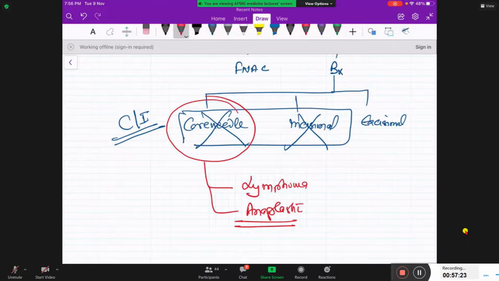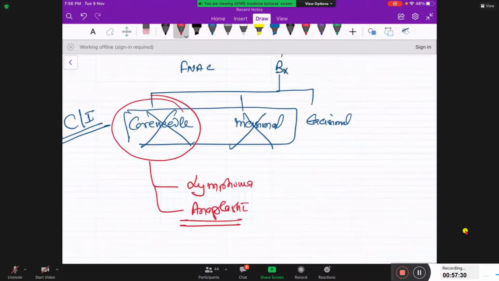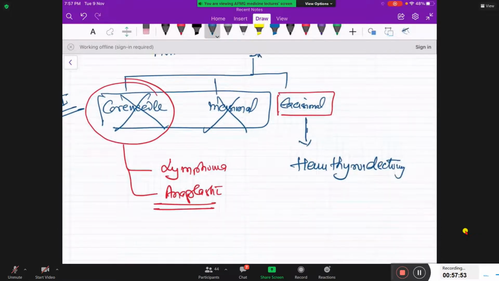So core needle and incisional biopsies are not done in thyroid. These are the two conditions sometimes required. That means the only biopsy in thyroid is excisional biopsy, and the minimum excisional biopsy in thyroid is hemi-thyroidectomy.